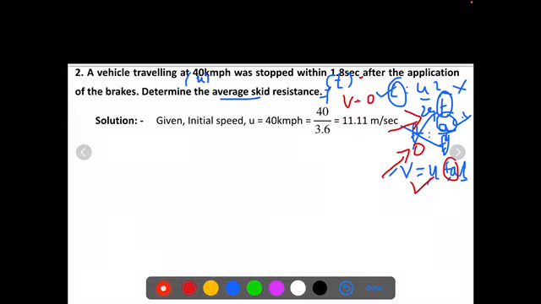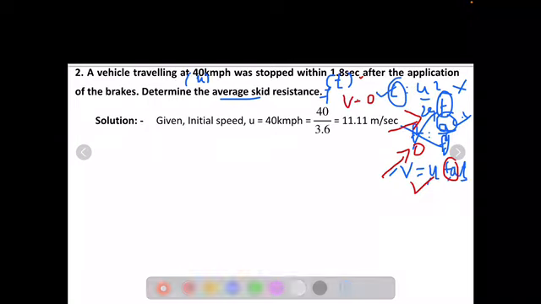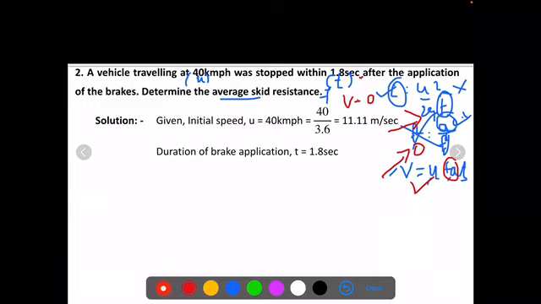First step is converting initial speed to meter per second. The value is given as 40 divided by 3.6, which converts into meter per second. We'll get 11.11 meter per second. They have given the duration of brake application T is equal to 1.8 second. As I told you, we have the relationship V is equal to U plus AT. The final speed can be taken as 0, and find out the acceleration of the vehicle. Substitute all the values, we will get 6.17 meter per second square.